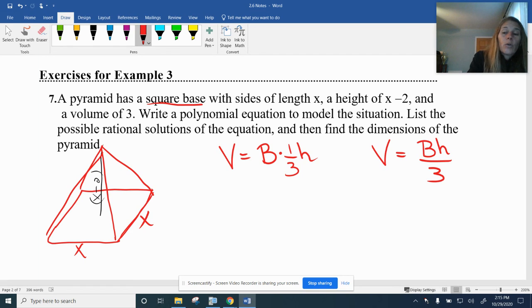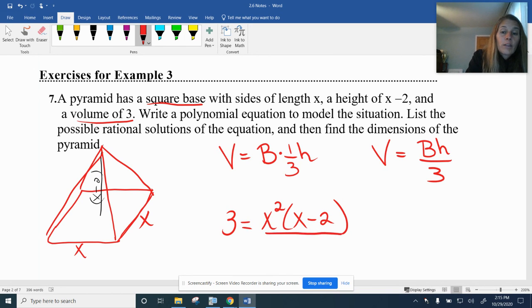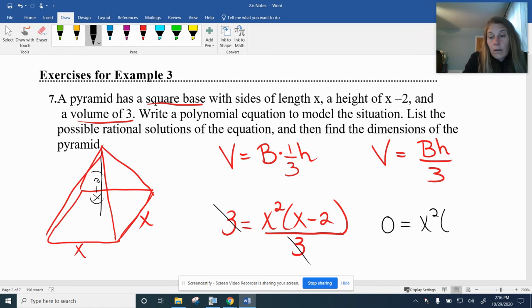Now, since I already know that my volume is 3, I'm going to put that in. The area of my base will be x times x, which is x squared. My height is x minus 2. And then I have my 3, which is here on the bottom. Now, at this point, if I want to get it all by itself, that's pretty easy because the 3's are just going to cancel. You want to look at it that way. And then this is what you're left with.